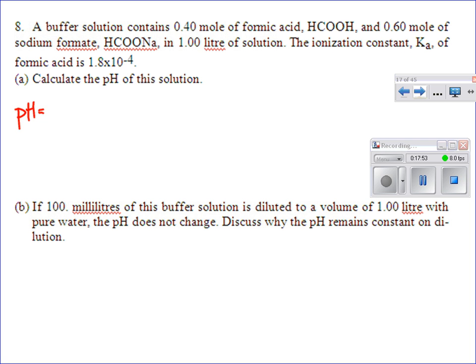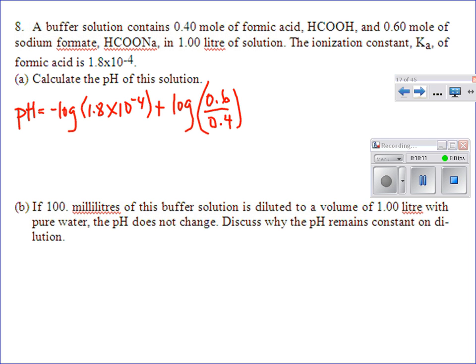So Henderson-Hasselbalch, pH is equal to the negative log of the Ka plus the log, what's our ion concentration? Yes, 0.6, I lied. Yep, over 0.4. And so when we solve, we get a pH of, to 2 decimal places and 2 sig figs, 3.92. Done. If 100 mL of this buffer solution is diluted to a volume of 1 liter with pure water, does the pH change?